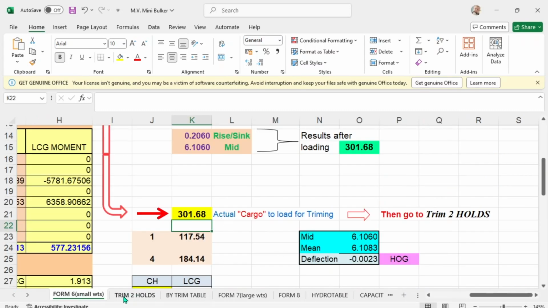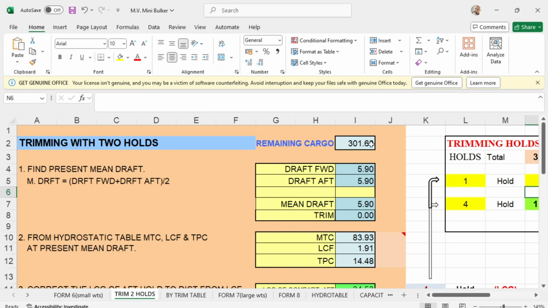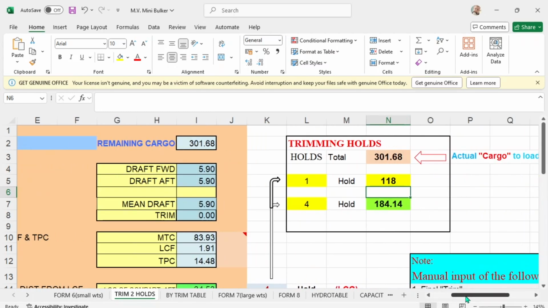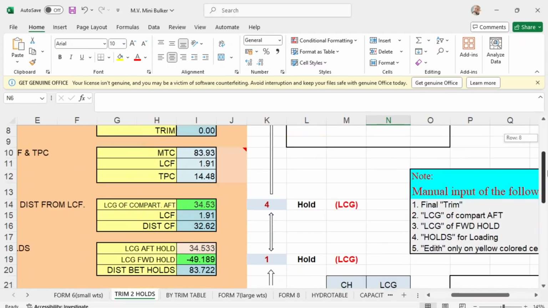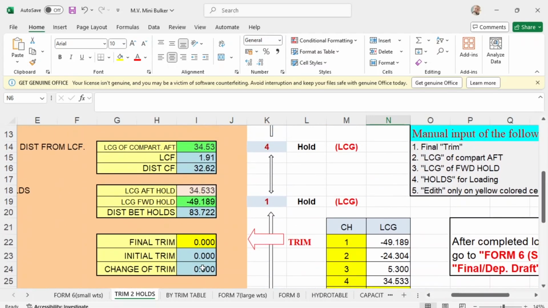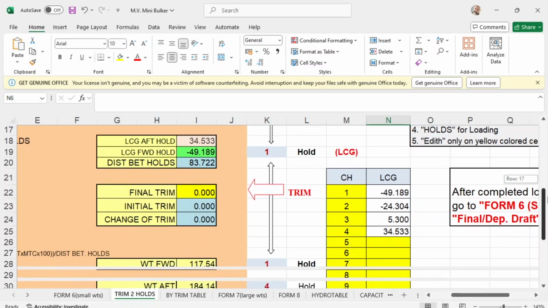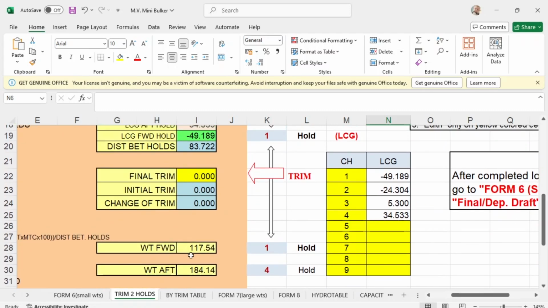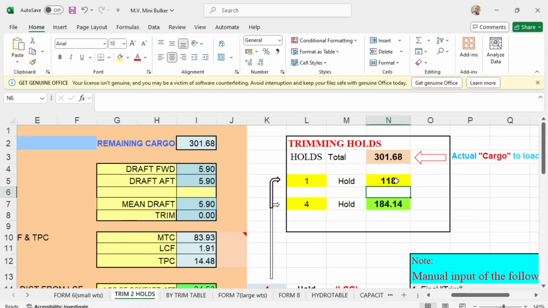301.68. Okay, so 301.68 here, and I put here 301.68. Then, assuming that there's no trim, I want no trim, how much would I load in hold number 1? Let's say hold number 1, I will load about 117.54. So I put here 117.54. Okay.